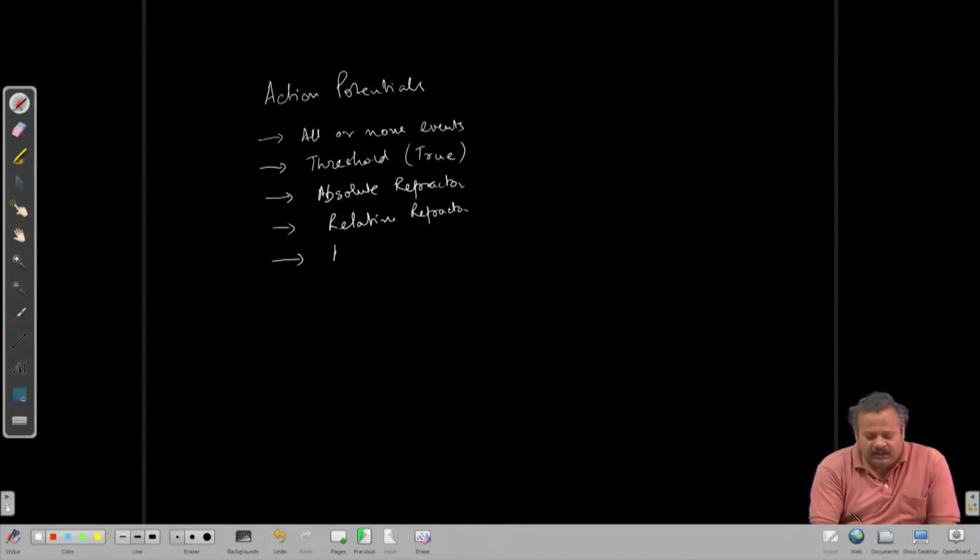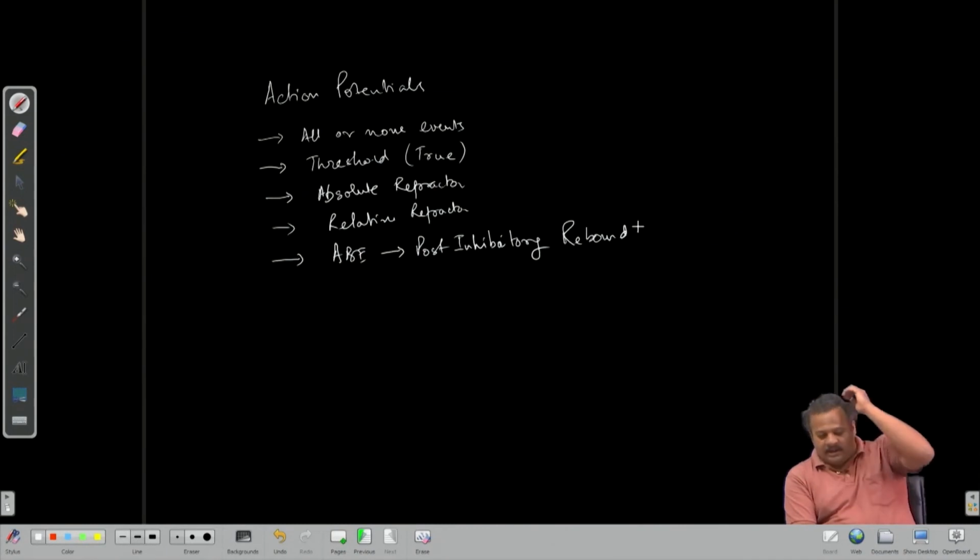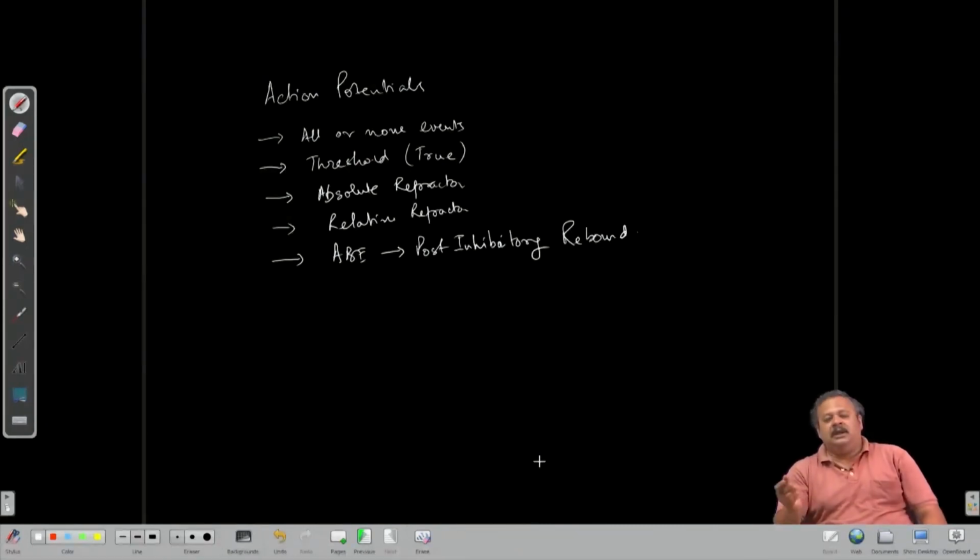We have something called anode break excitation, which we will see later as a post inhibitory rebound phenomenon. That is, a hyperpolarizing current is essentially an inhibitory input, and this post inhibitory rebound, which is basically an excitation or spiking after an inhibitory period, is because of the ABE phenomenon.